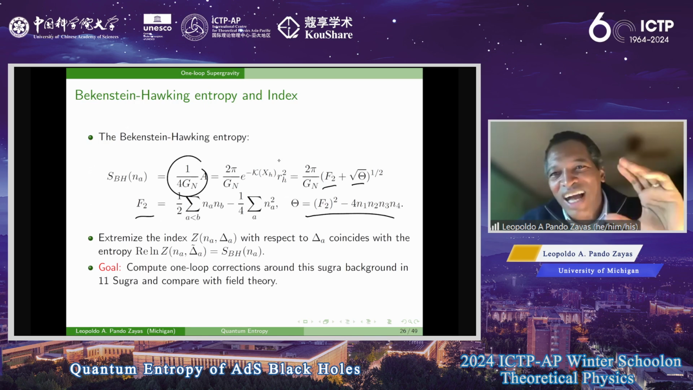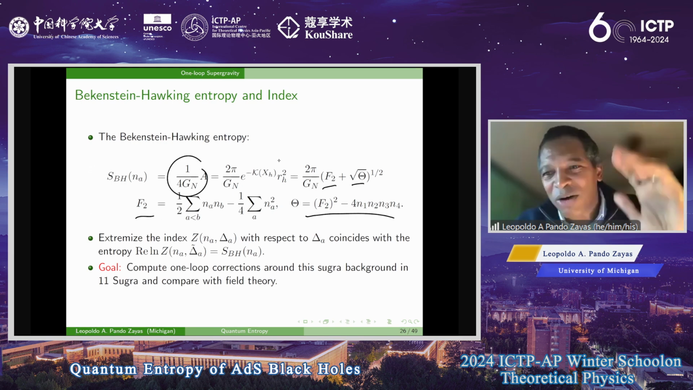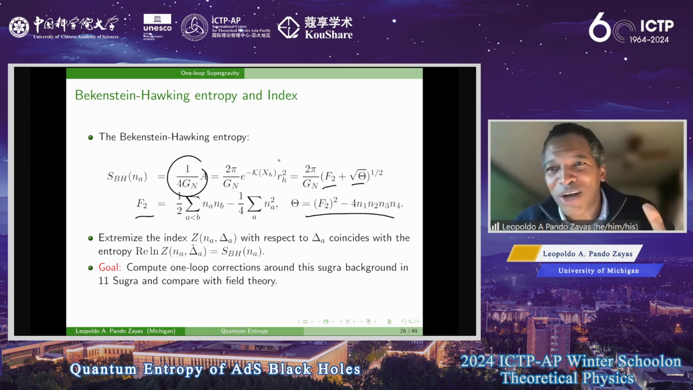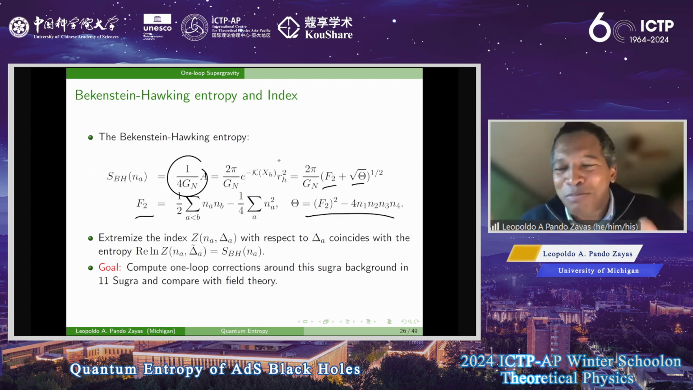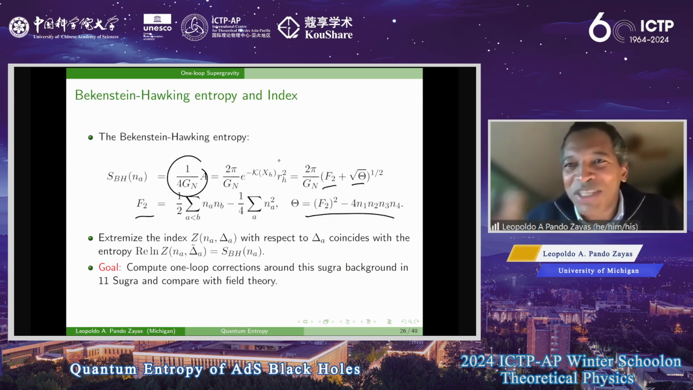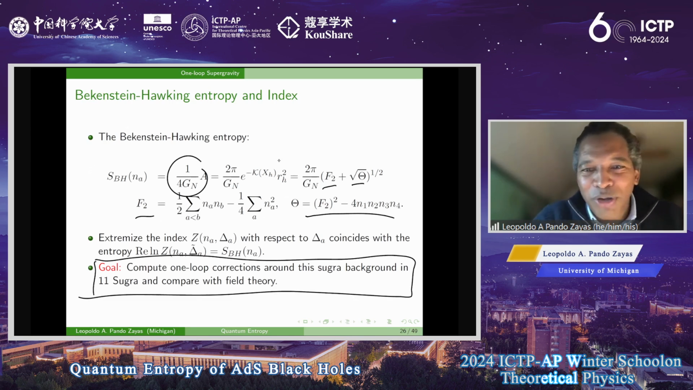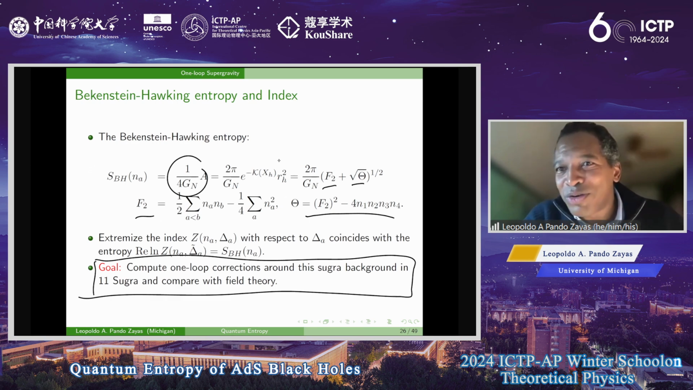This entropy, I'm going to say without proof, but I hope to prove it tomorrow, can be derived from field theory. I will show you how to do it tomorrow, but it's quite impressive. It's not a simple product of charges. It's not some nice formula. It's a very complicated formula, and every single detail matches with the field theory computation. Okay, so my goal now in the next few minutes is to show you how to compute a correction to this entropy, a quantum correction to this entropy.